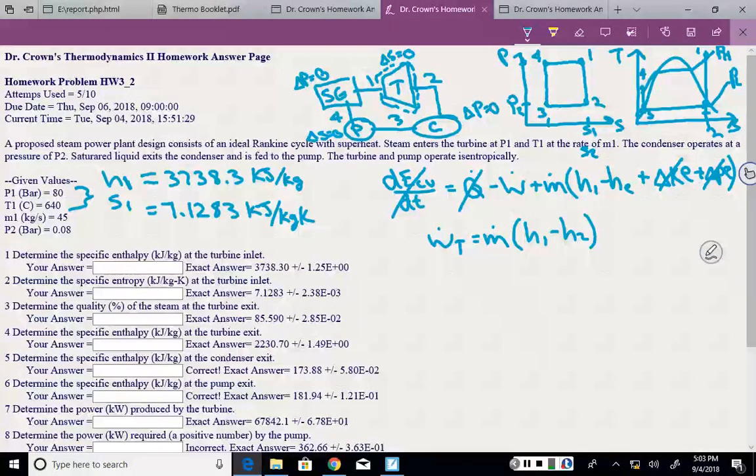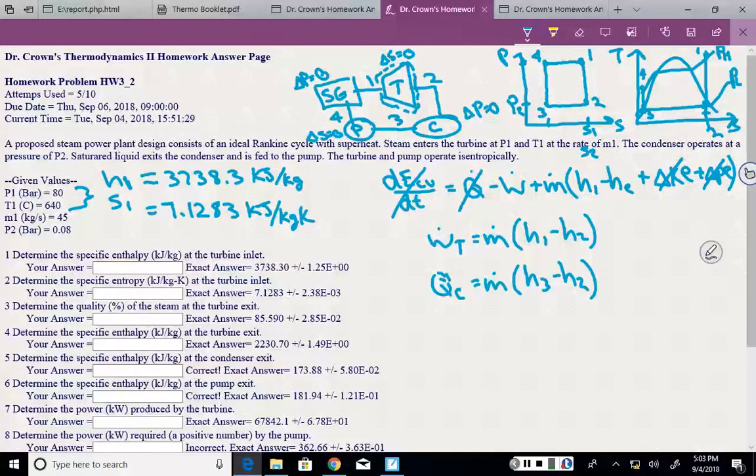And if we apply the first law to the condenser, we would get Q for the condenser equals m dot, and this time we'll have exit minus inlet because we're going to leave the Q on the right side of the equation, move the other terms over, so we'd have H3 minus H2. This would give us a negative value, which it should be.